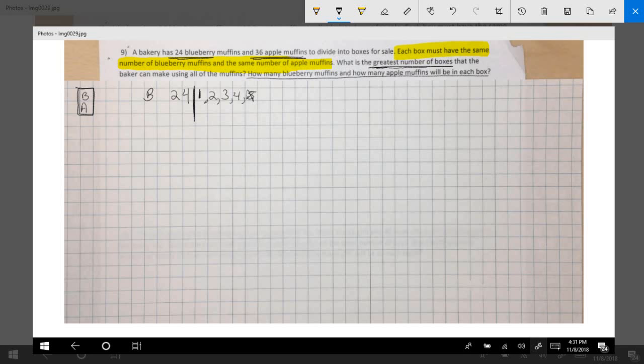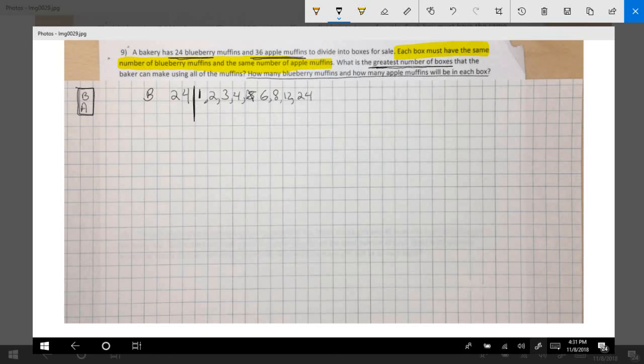So 5 won't work, 6 will work. We can make 6 boxes using the 24 muffins. 7 won't work, 8 will work. 9, 10, 11, 12. 12 will work. Now 12 is half of 24, which means anything greater than 12 is not going to be a factor of 24 besides 24 itself, right?